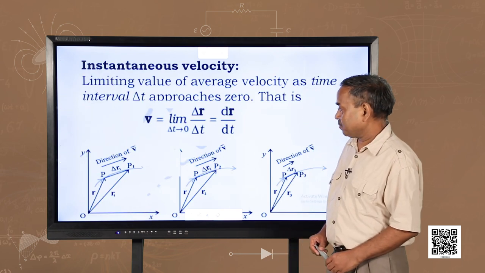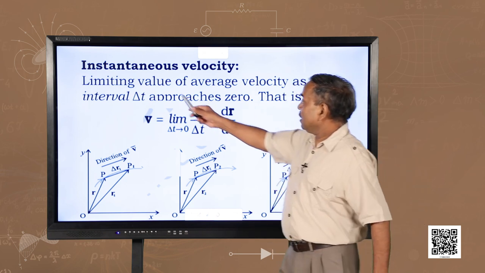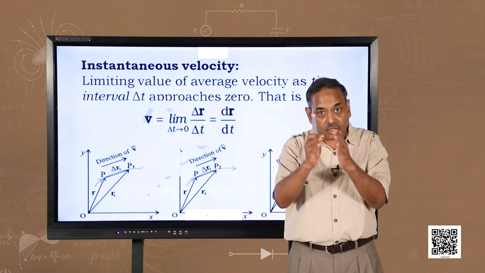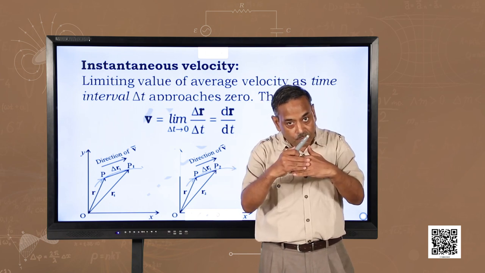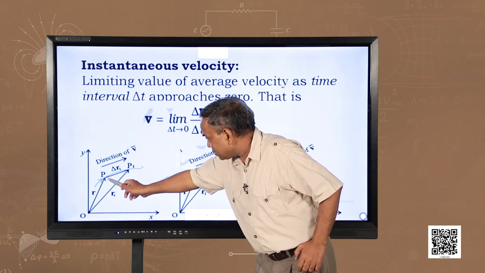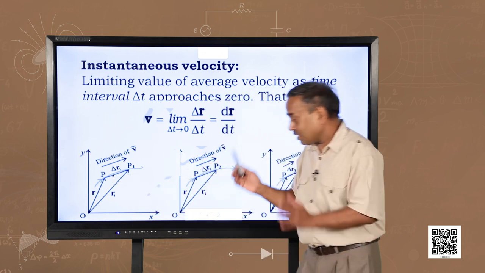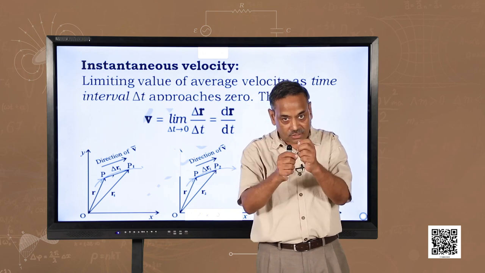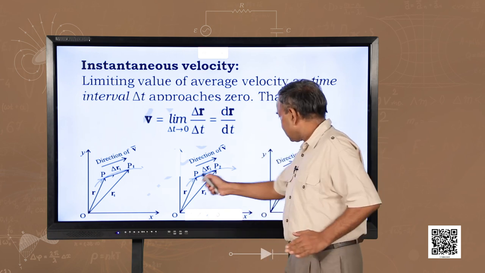Now, instantaneous velocity. What happens in the case of instantaneous velocity? It is the limiting value of average velocity as the time interval delta t comes down to 0, becoming negligibly small. Let us see in this diagram: as delta t tends to 0, delta r, the change in the two position vectors, also tends to 0.